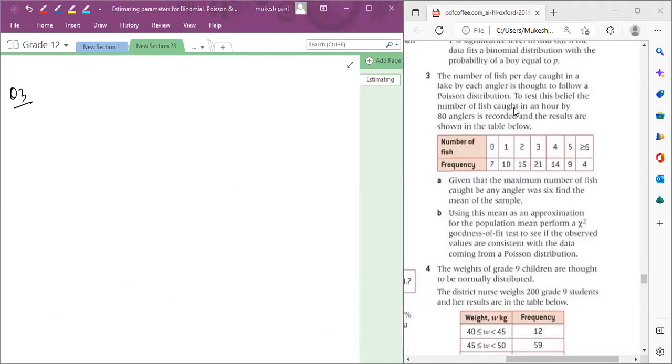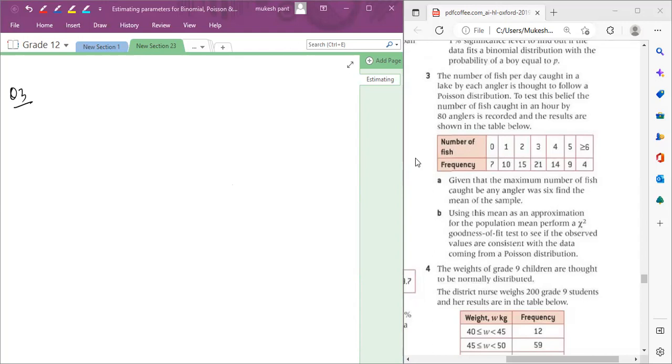So let's look at question number 3. This question is based on the Poisson distribution. The number of fish per day caught in a lake by each angler is thought to follow a Poisson distribution. To test this belief, the number of fish caught in an hour by 80 anglers is recorded, and the results are shown in the table below.